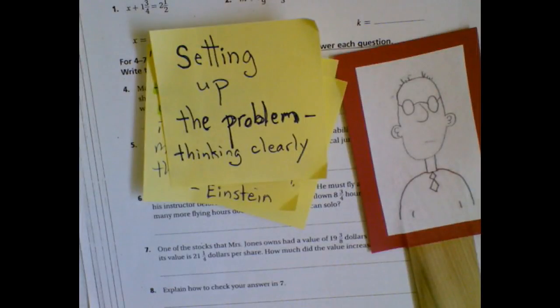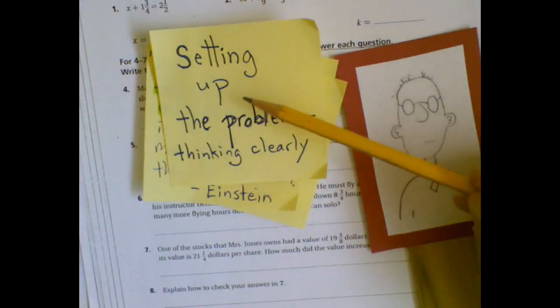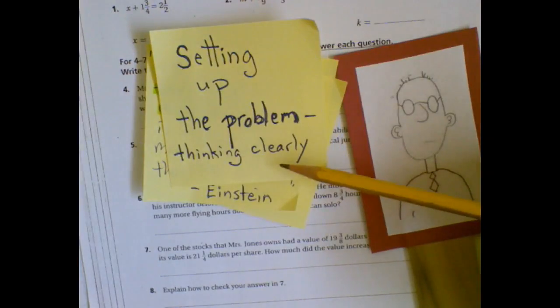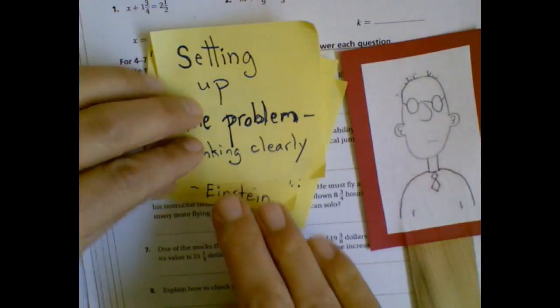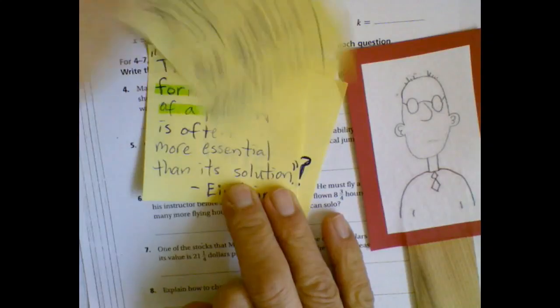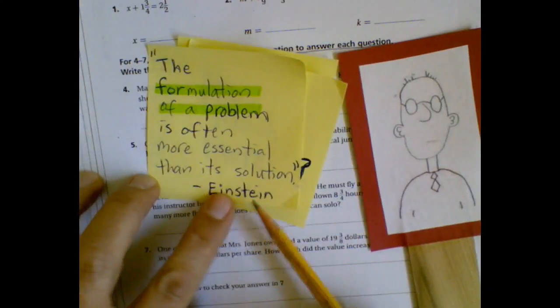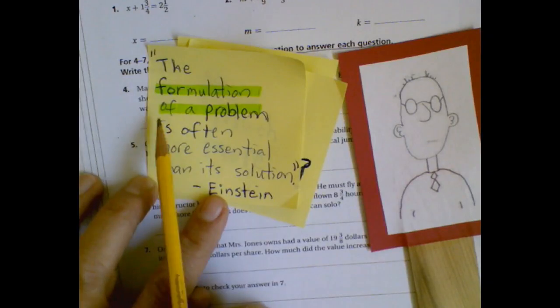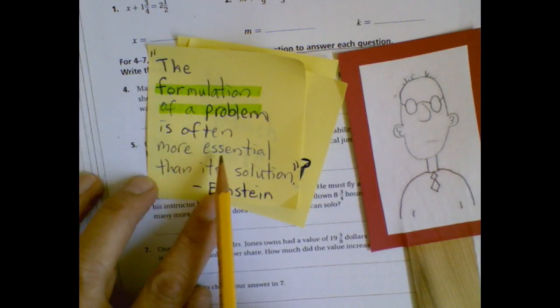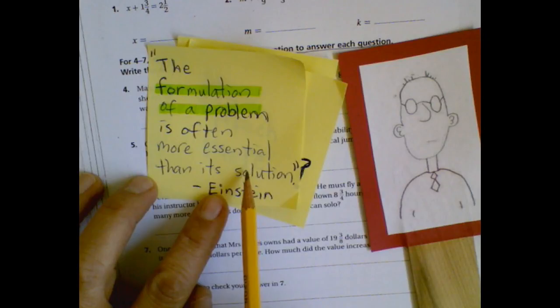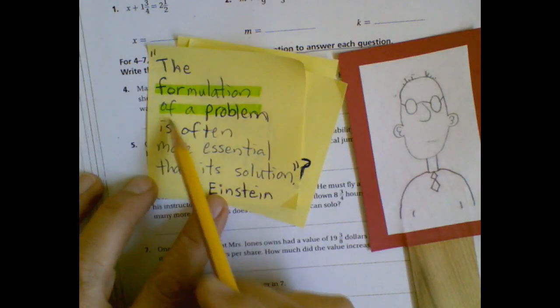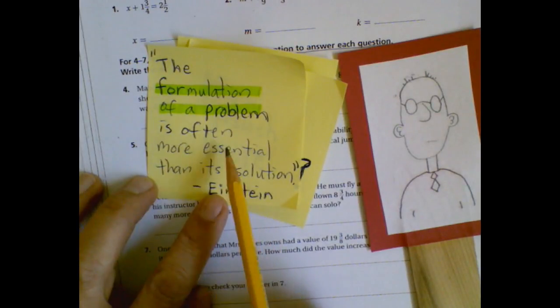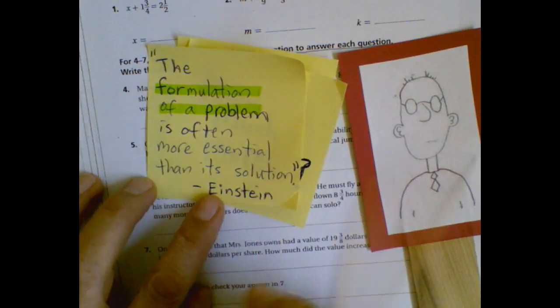Once again, we're back. This time, the focus of the video is setting up the problem, which is really all about thinking clearly. And it's good to keep in mind a quote from someone we all know, Albert Einstein. I think we can all agree he was pretty sharp and solved problems. He says that the formulation of a problem is often more essential than its solution. That is, setting up a problem is often more important than finding its solution.